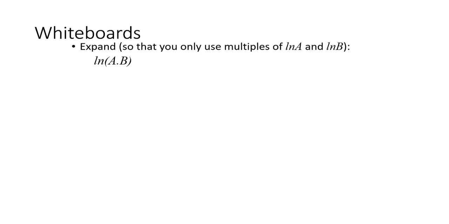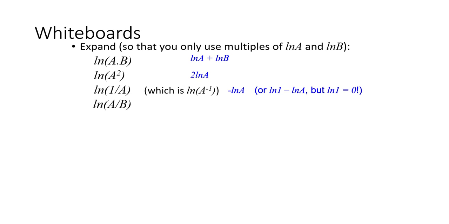The first one, I hope, is quite straightforward. ln of a times b is just ln of a plus ln of b. Again, another one that hopefully you're familiar with: ln of a squared is just 2 lots of ln a. Now, this third one is slightly tricky, and you might have got some slightly different answers. What's ln of 1 over a, or ln of a to the power minus 1? Well, you could write it down just as minus ln of a. But you might have written it down as ln of 1 minus ln of a. But get your calculator out now and type in ln of 1, in fact log of 1 in any base, and that will always be 0.